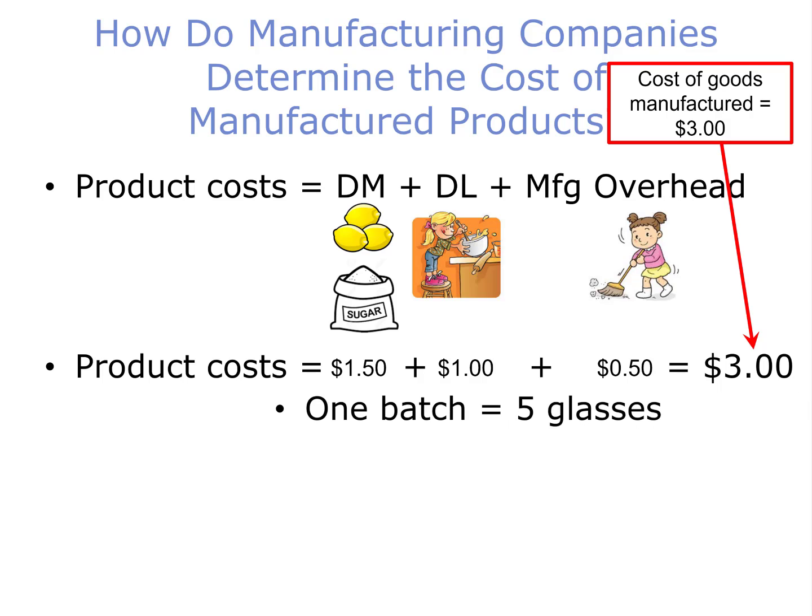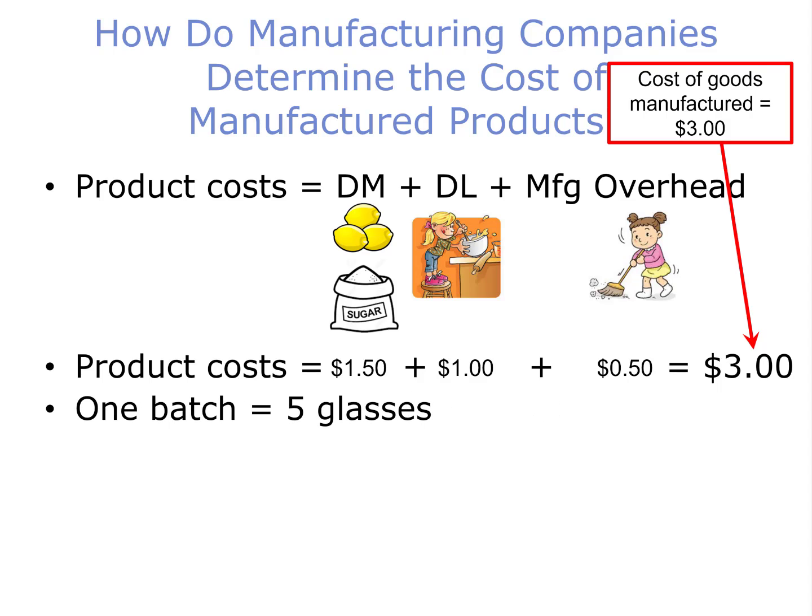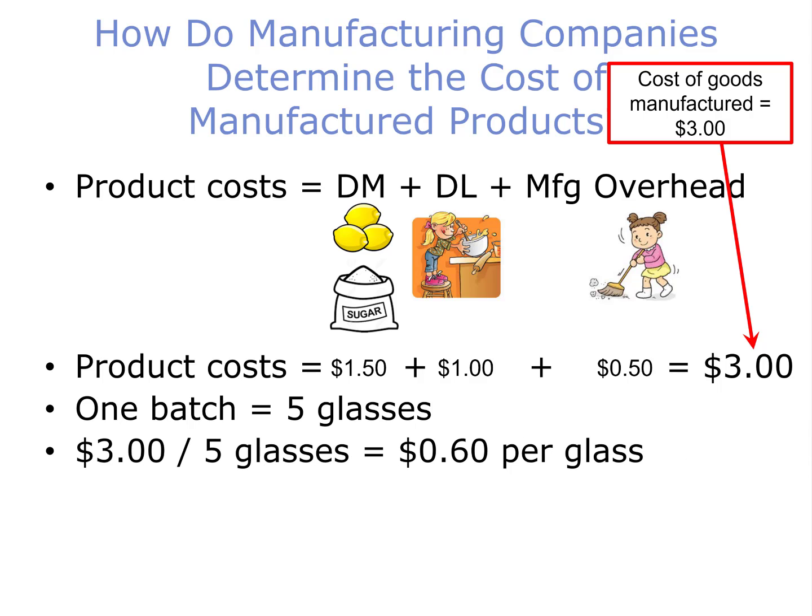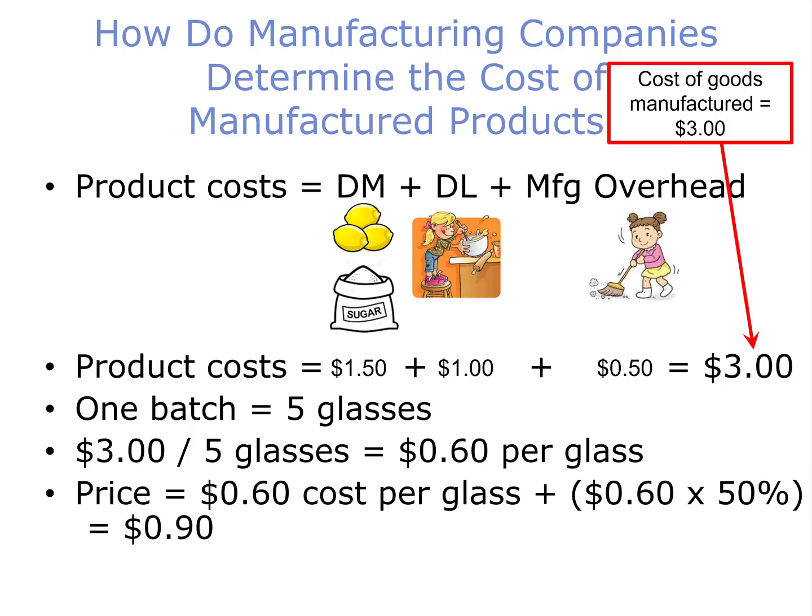If the batch makes 5 glasses of lemonade, how much did it cost her to make 1 glass of lemonade? Well, $3 divided by 5 glasses equals 60 cents per glass. So Linda needs to charge something above 60 cents per glass. If Linda wants her glass of lemonade to sell for 50% above its cost, how much should the price be? The price should be the cost, 60 cents, plus 50% of the cost, which is another 30 cents. So Linda should charge customers 90 cents per glass.